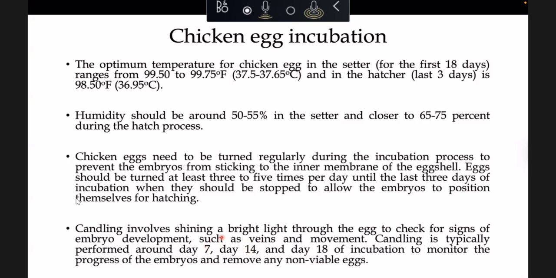At day 14, we will find some of the eggs are rotten, or the embryos have died so that the eggs are rotten. So at this point we cannot use this egg, we have to throw it away, and likewise at day 18 as well the eggs are thrown.